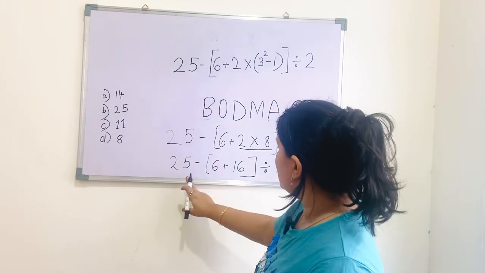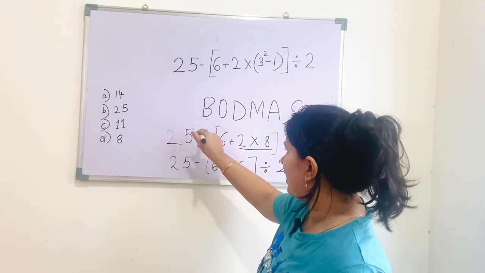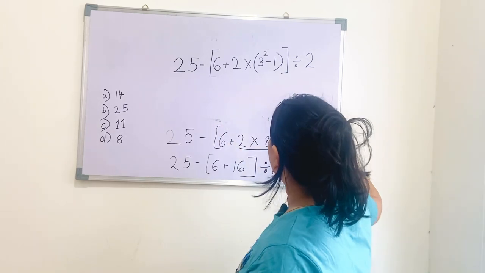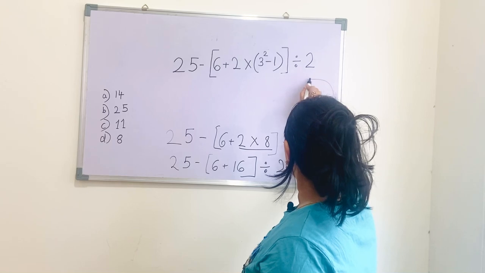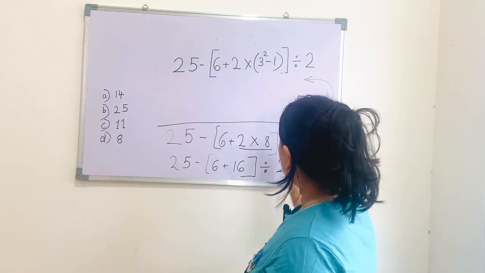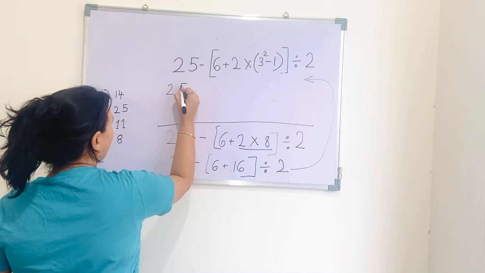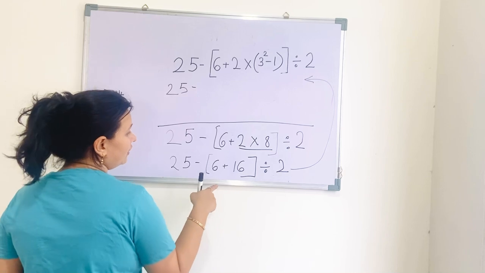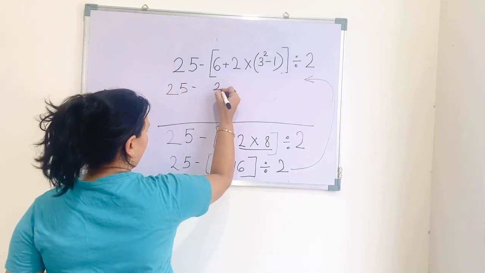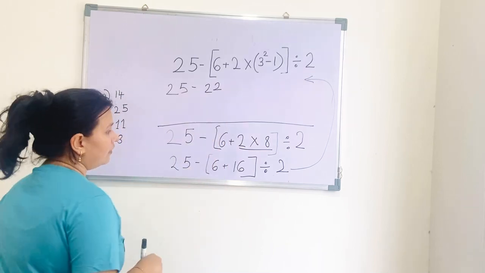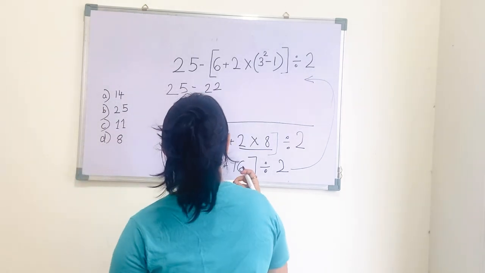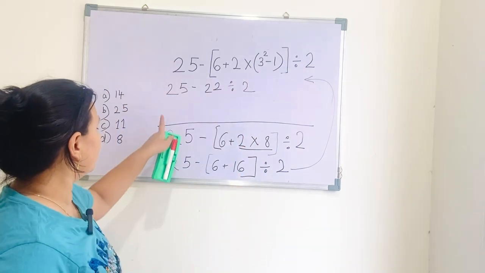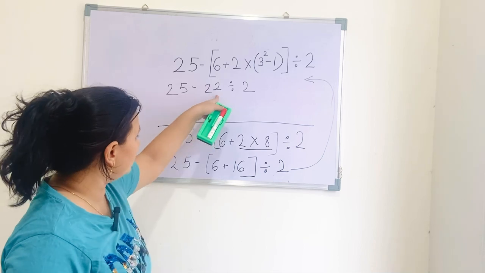Okay, now it is 25 minus, again we'll solve the bracket only. Unless and until there is a bracket, we cannot solve anything else. So again we'll solve the bracket only, and when we solve the bracket, I am writing the equation here. So it is 25 minus, what is 16 plus 6? We have to solve the bracket, so it will be 22, right? 16 plus 6, and here it is a division. Now you can see what is given here, 25 minus 22 divided by 2.